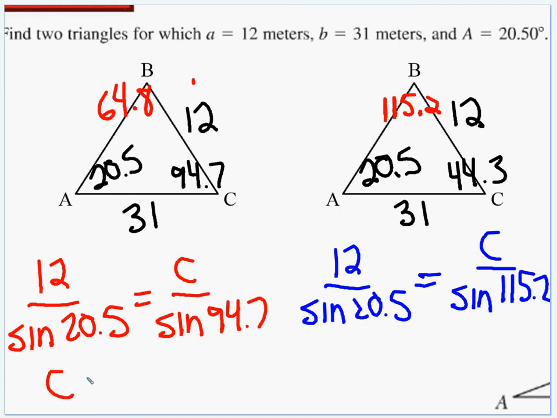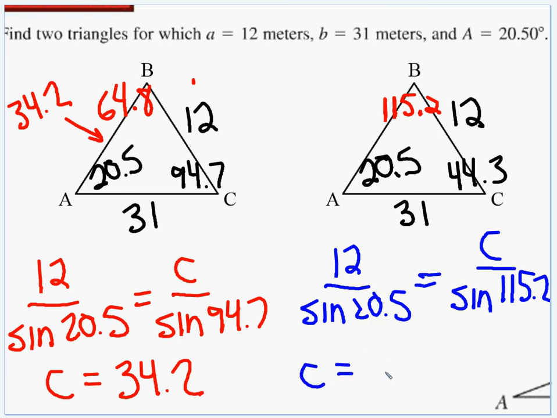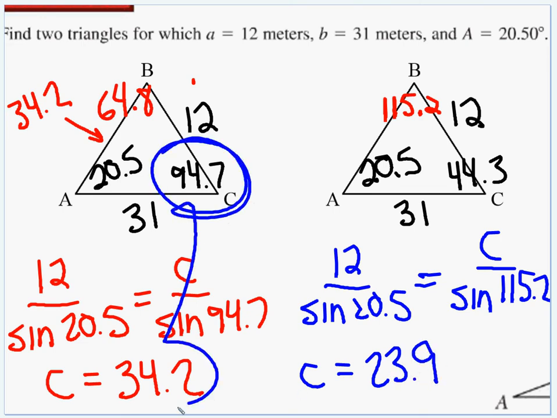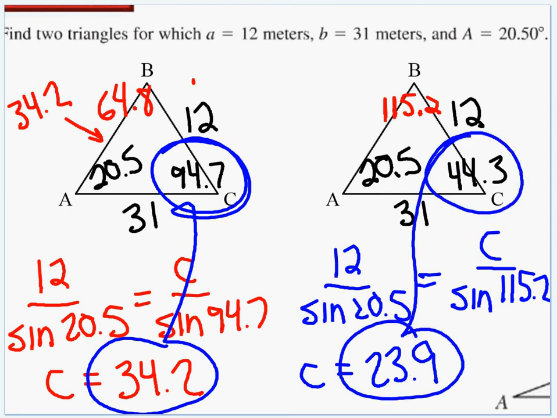Over here, side C is about 34.2. So I'm going to put that on the picture here, 34.2. And over in the blue, if we multiply 12 times the sine of 115, divide that by the sine of 20.5, this side C is about 23.9. And that makes sense. Bigger angle C means a bigger side. Smaller angle C means we're going to have a smaller side.